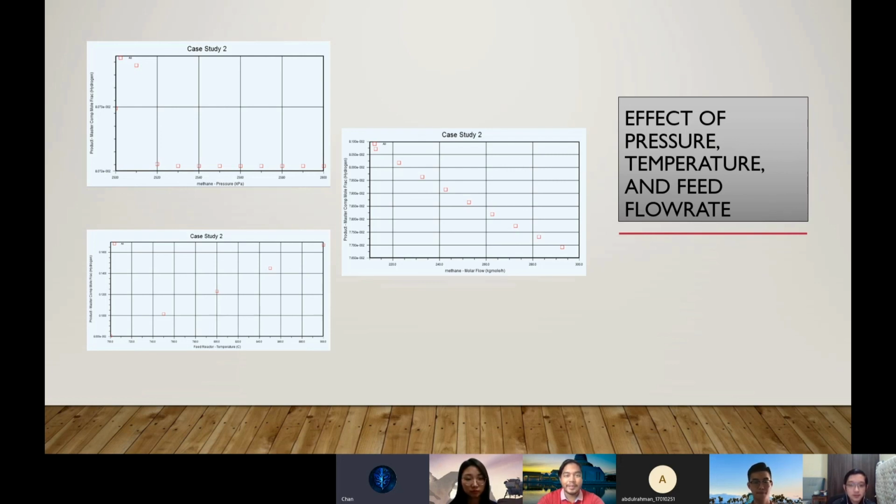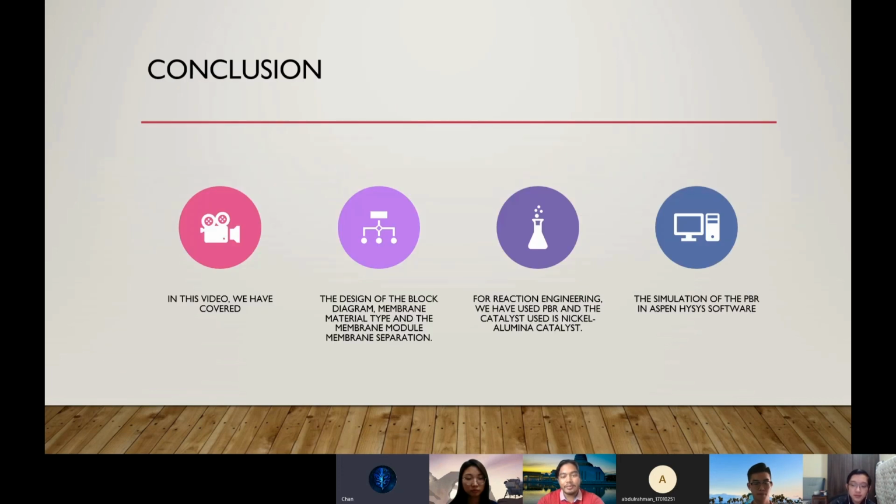And lastly, we come to the conclusion. We can see the design of the block diagram, membrane material, and the membrane model for membrane separation. For the reaction engineering part, we use a PBR and a catalyst, where the catalyst used is nickel alumina. And lastly, the simulation is done using Aspen HYSYS software.